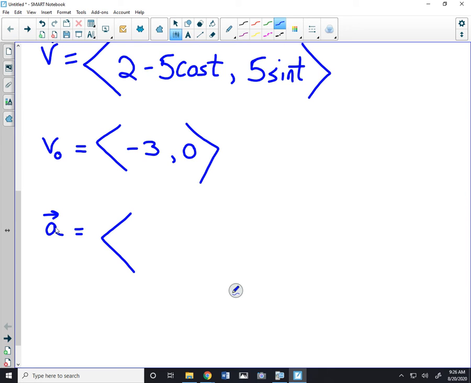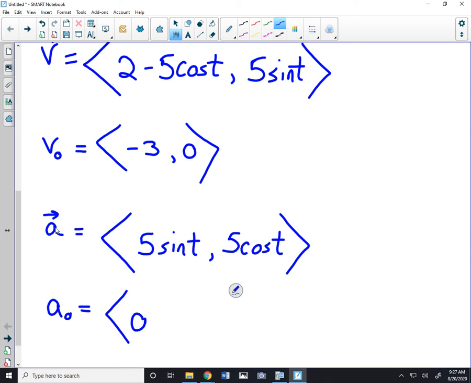The acceleration vector is the derivative of velocity, and that is going to be 5 sine t. And the derivative of 5 sine t, the y velocity, is going to be 5 cosine t. And now we have the acceleration. So this is very easy. It is not a hard thing. If you want to know what the acceleration is at 0, or any time, you just plug in that value into these. So 5 sine 0 is 0. 5 cosine 0 is 5.